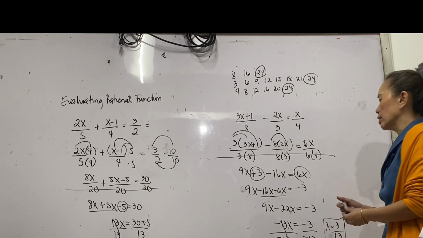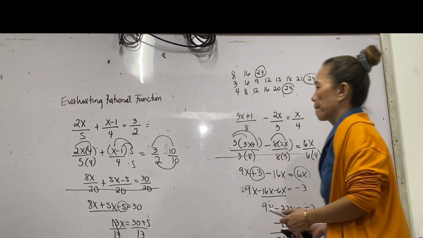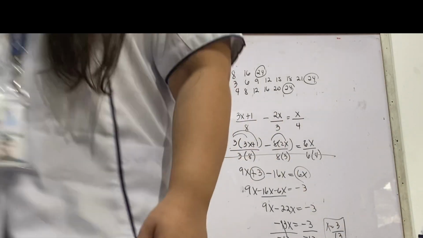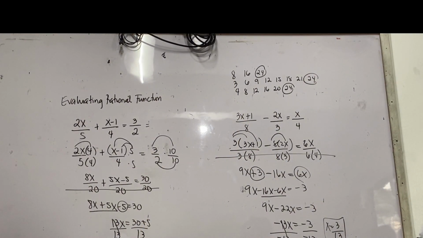Last one for the evaluating rational function. Gawin niyo po ito. Okay, so we have 2x over 9 plus 3 over 6 is equal to x plus 5 over 3. Pakigawa po ito.